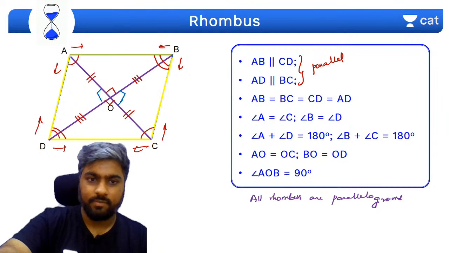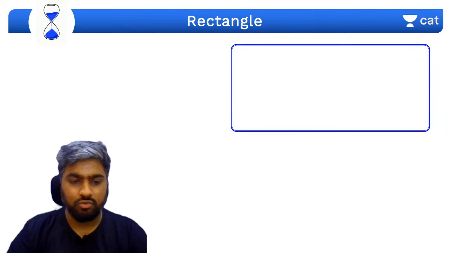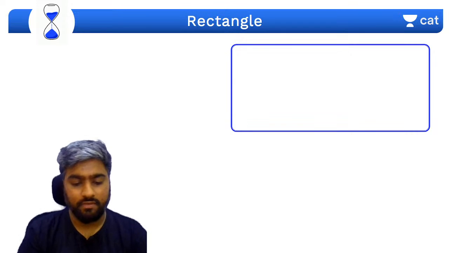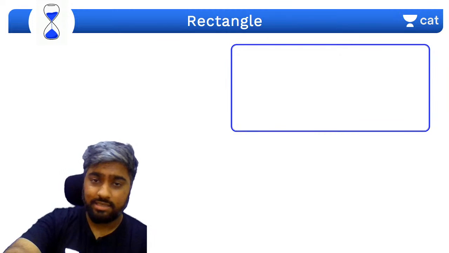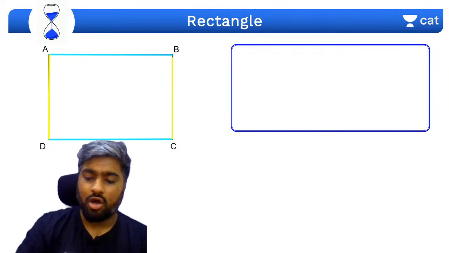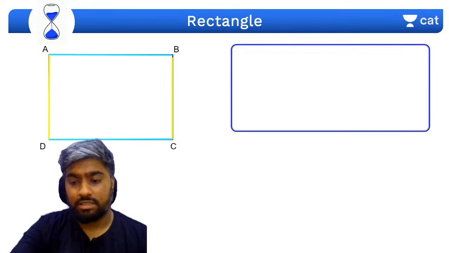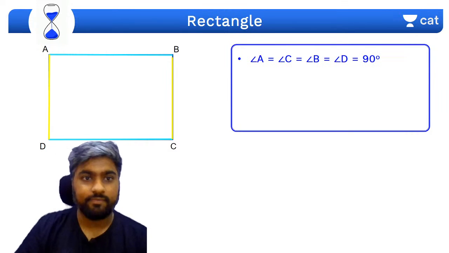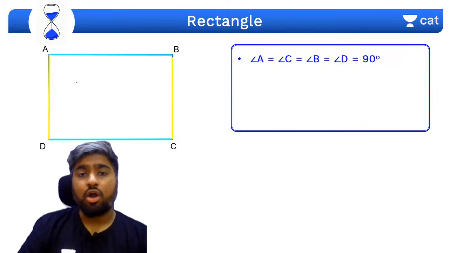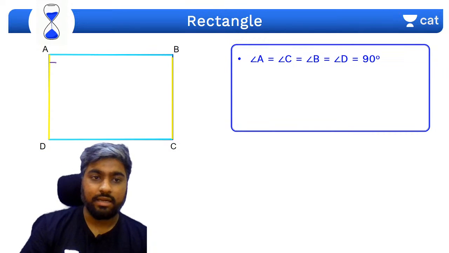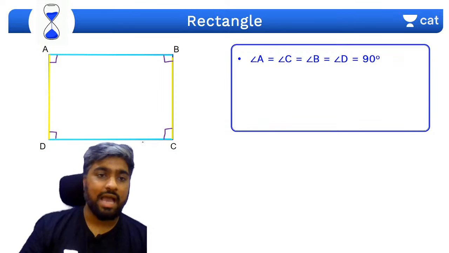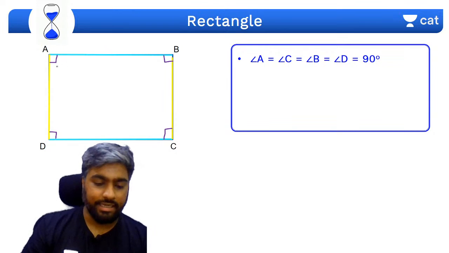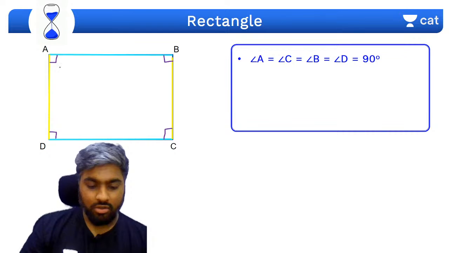Correct, Jatin. Next, let's move on to a rectangle. What's a rectangle? A rectangle is a parallelogram where not just the opposite sides are parallel to each other, but they're also equal to each other. And they meet at 90 degrees. Opposing sides are equal to each other and they intersect at 90 degrees. Cool.